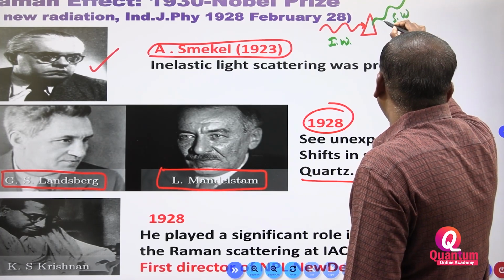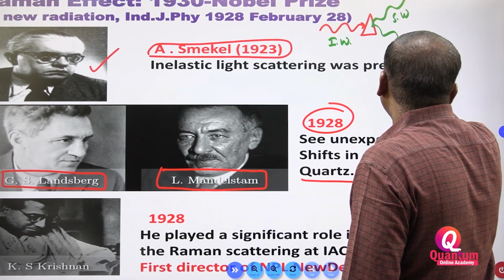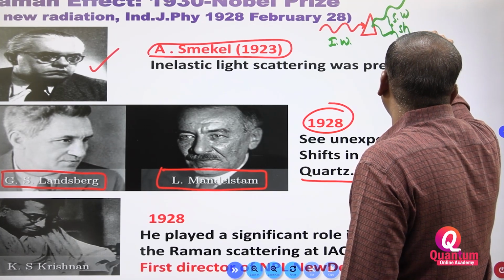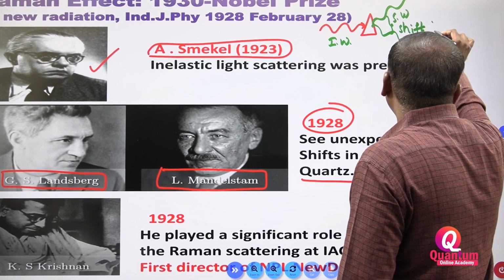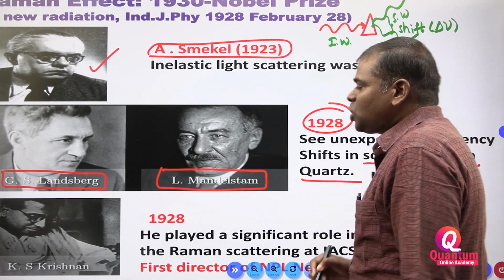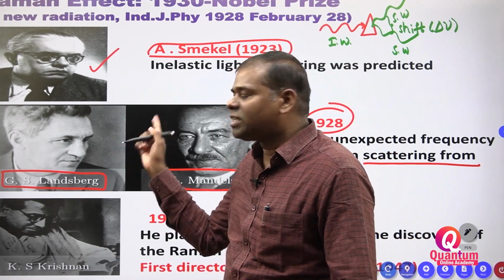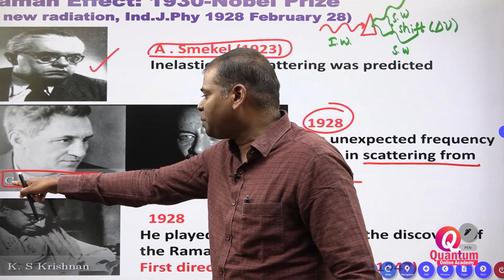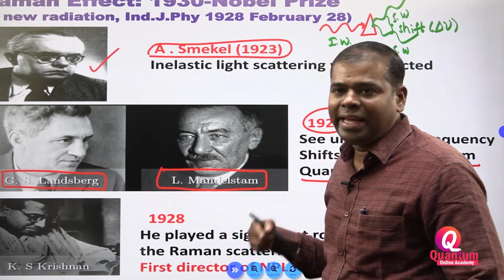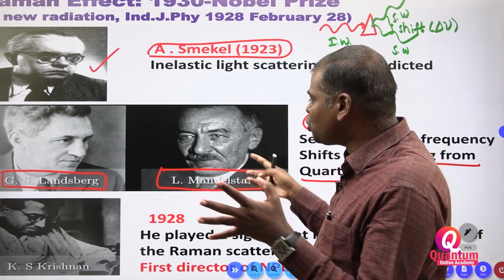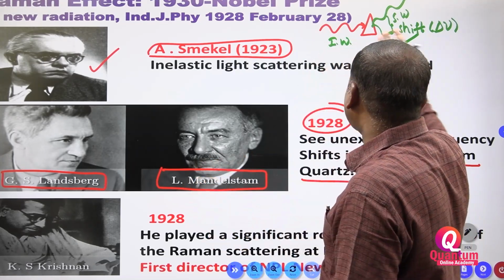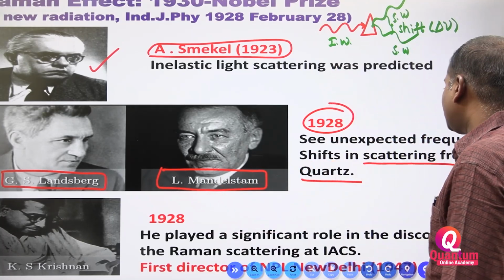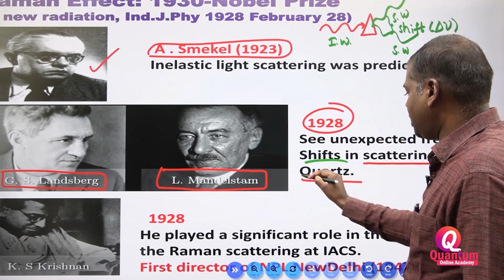This scattered wave has a shift. There is an unexpected shift between the incident and scattered wave, that shift is delta nu. That unexpected shift was introduced because of inelastic collision. Who introduced it? G.S. Landsberg and L. Mandelstam. These two people observed the unexpected scattering shift from a quartz crystal.